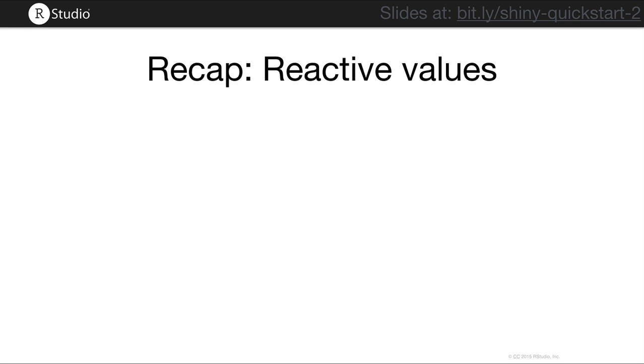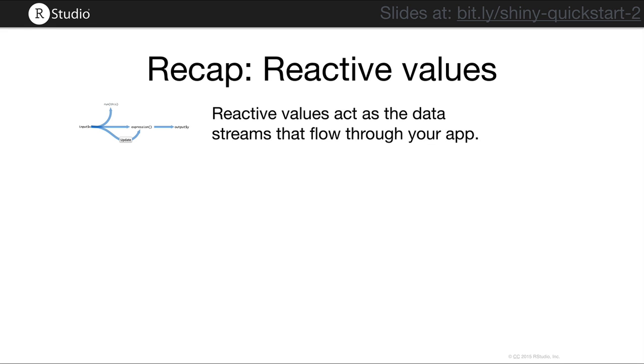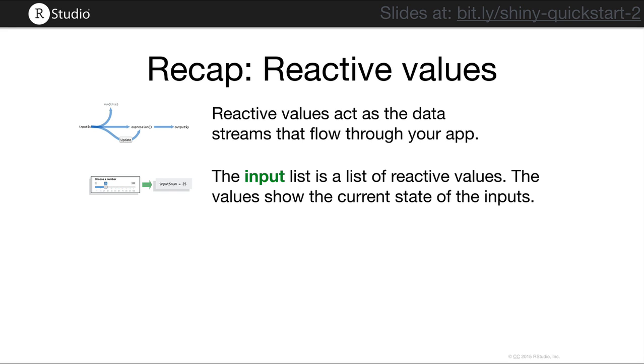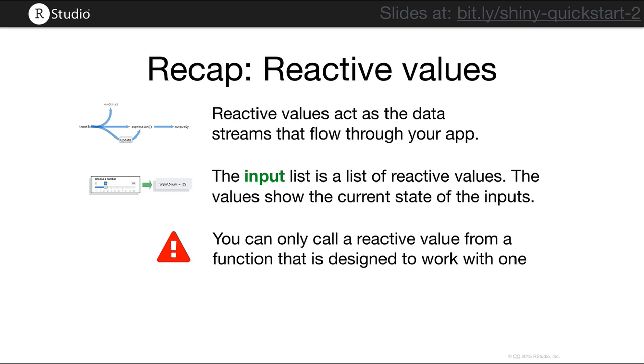So let's just recap reactive values before we look at all the functions we have at our fingertips. Reactive values act as a sort of data stream that flows through your apps. They're the changes that cause reactions downstream. The input list in your app is a list of reactive values, and these values are designed to always show the current state of the input objects in the Shiny app. You can only call a reactive value from a reactive function, which is a function that's designed to work with the reactive value.